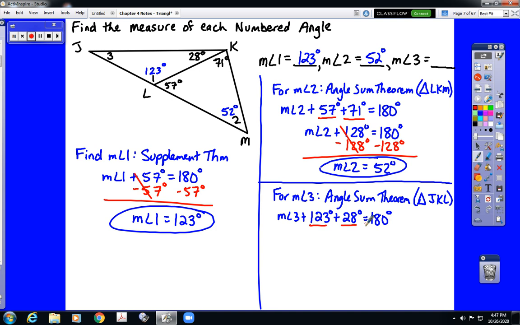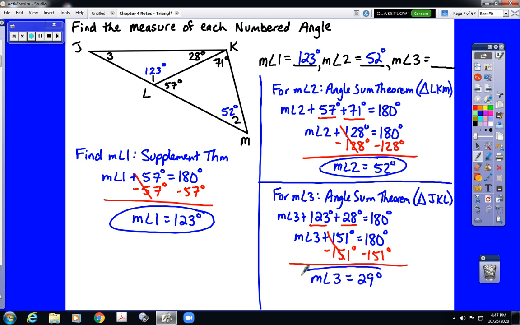We're going to combine like terms, which would be the measure of angle 3 plus 151 degrees equals 180, and then we're going to subtract 151 degrees from each side. That would give us that the measure of angle 3 is equal to 29 degrees. Again, we could then write that here. We could even write it in our picture, allowing it, if necessary, to find any additional angles.